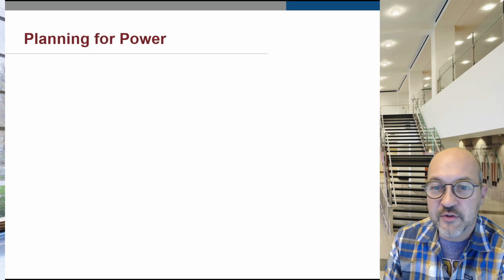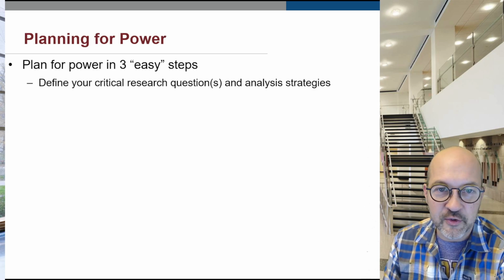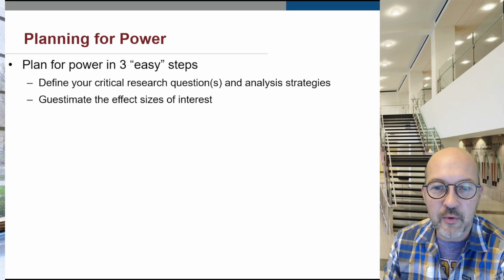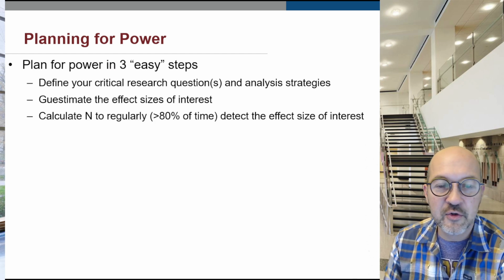Planning for power is straightforward. You define your research questions. For each question, you guesstimate the effect size. And finally, you calculate the sample size needed to regularly detect the effect size of interest.